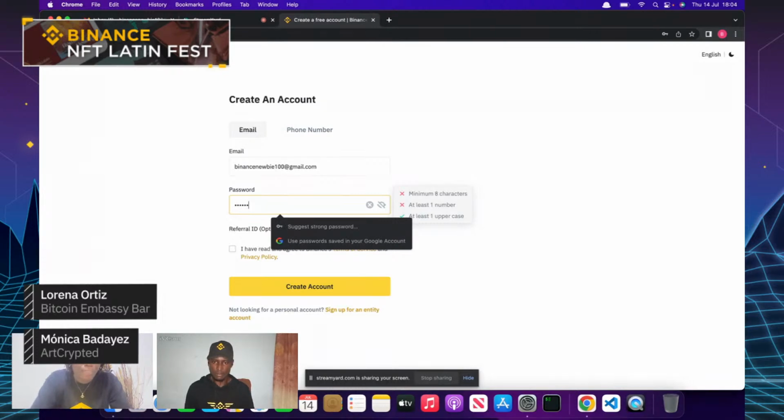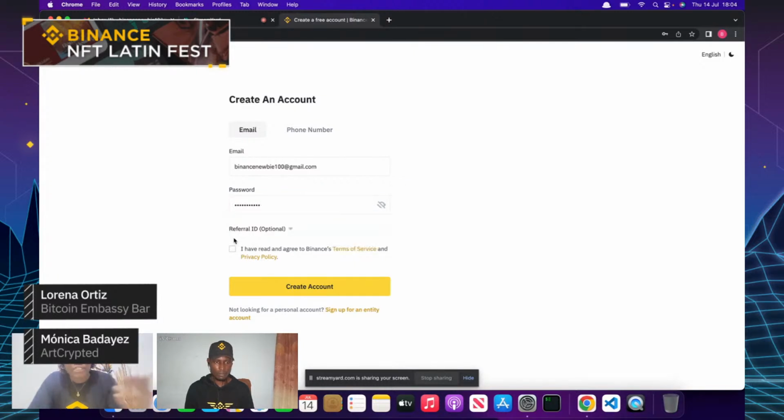One very important thing you need to take note of is that you need to use a very strong password, and you need to be changing it periodically. You don't use the same password you use for tons of websites for this. Ensure that you meet the parameters that were given. You could see that I have fulfilled everything: a minimum of 8 characters, at least one number, at least one uppercase. That is done, so we are all set. Make sure I have read and I agree to Binance terms of service and policy.